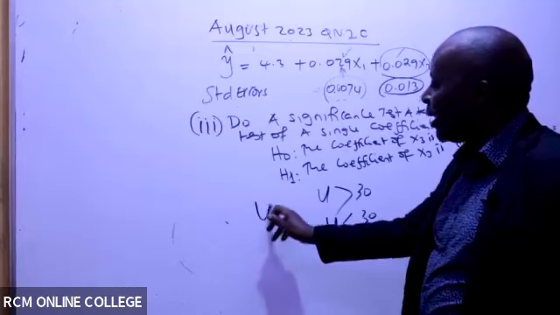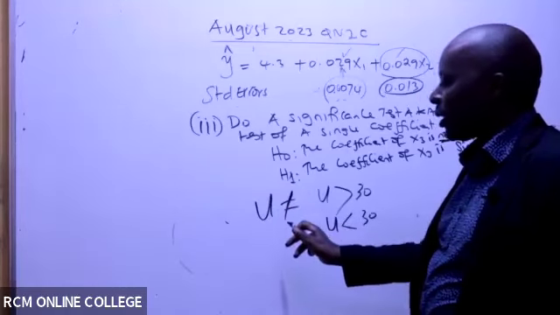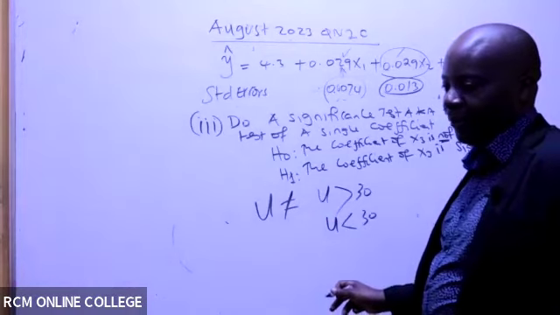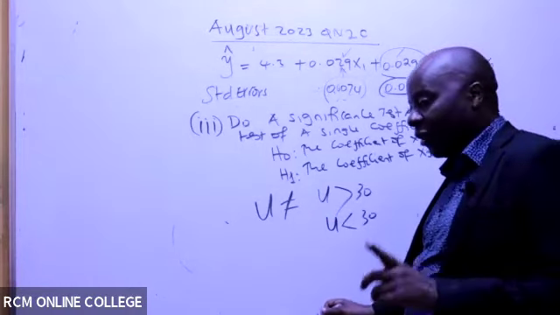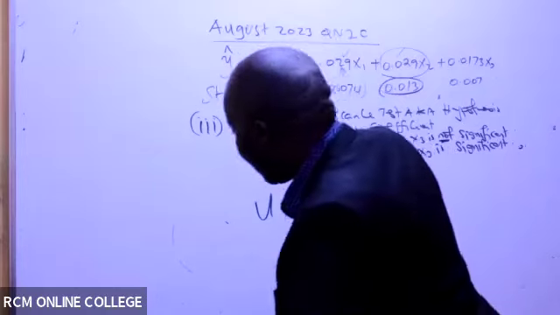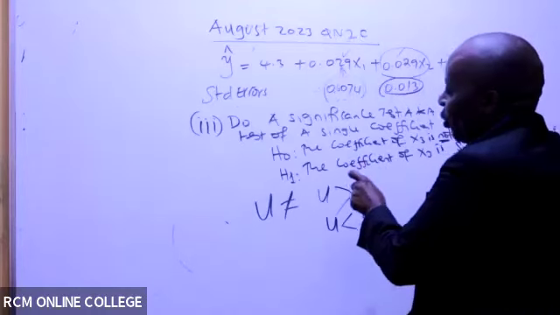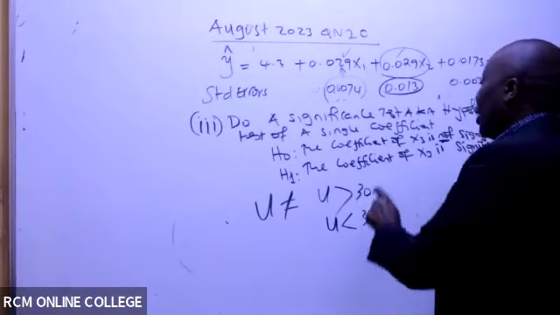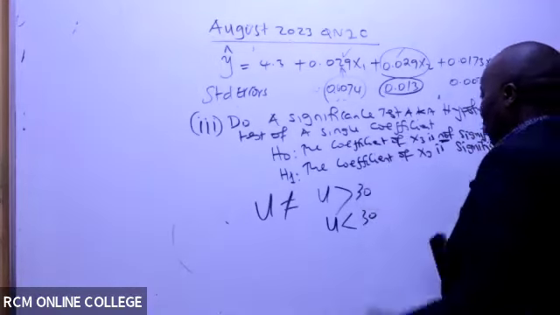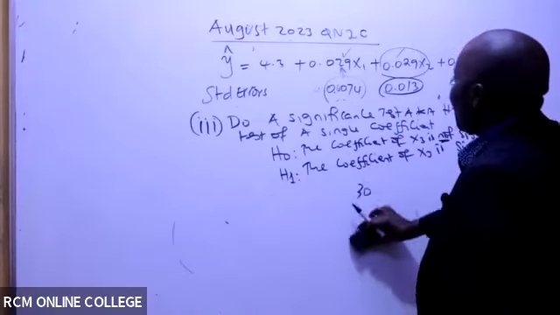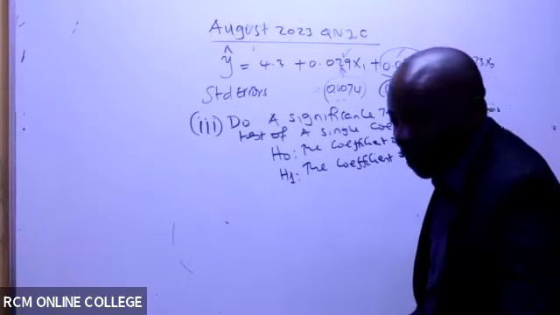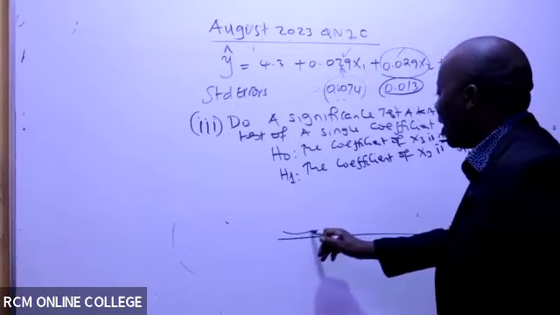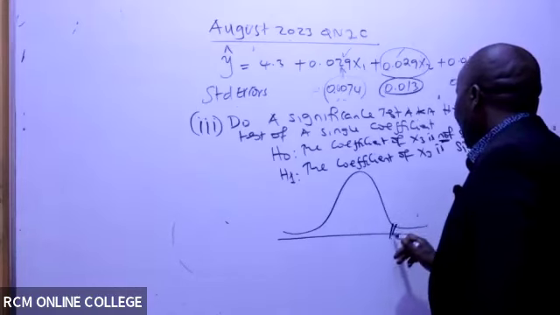But when we write it with not, it means either way, so you have to be very careful. This is not unidirectional. Unidirectional is when we talk about one tail. Whenever you hear the word not, you know straight away it's a two-tail test. If it's a two-tail test, we can draw our two tails.